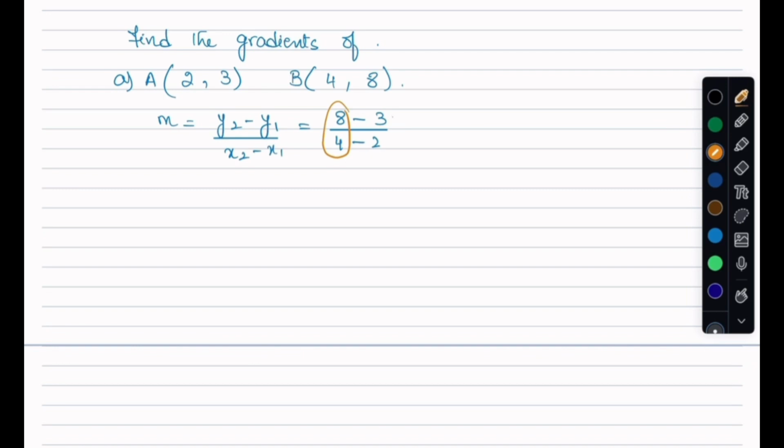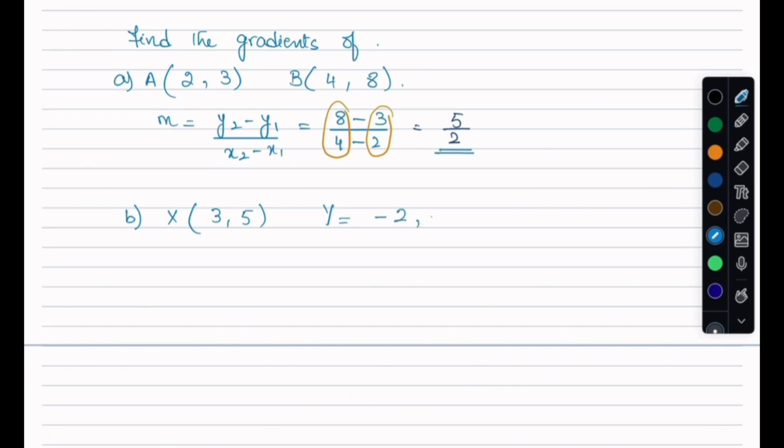While solving it, make sure that your coordinates are in correspondence. I should be very particular that 8 and 4 represent the coordinates of point B, and 3 and 2 represent the coordinates of point A. So 8 minus 3 gives me 5, and 4 minus 2 is 2. Therefore, the gradient for this line comes out to be 5 by 2.